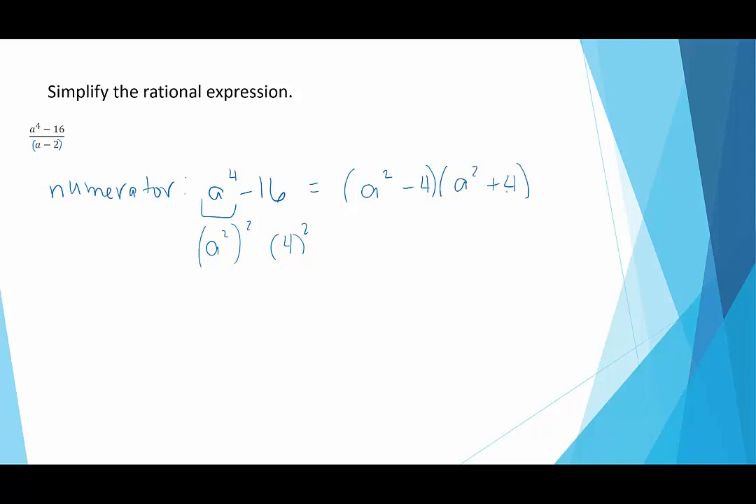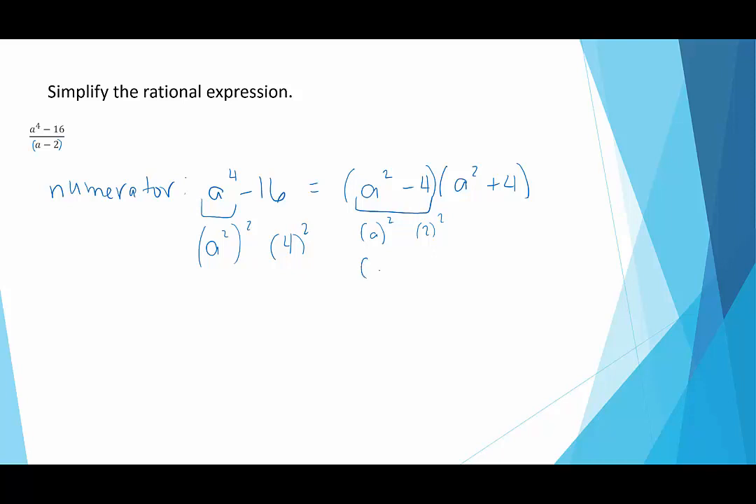So now we have two factors in our numerator, but can we continue factoring either one of these? If you look at this first one, be aware, because we still have a difference of squares, right? We have the subtraction. A squared is the perfect square of a, and 4 is the square of 2. So we can yet again factor one of the factors of the numerator.